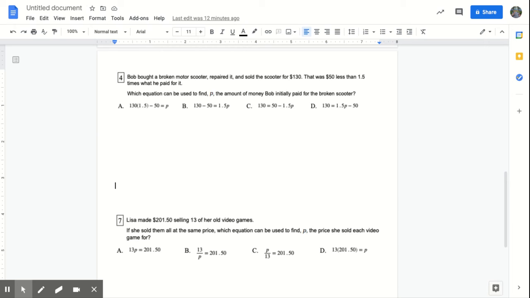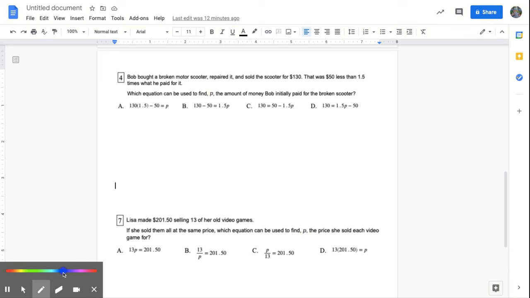Bob bought a broken motor scooter, repaired it, and sold it for $130. That was $50 less than 1.5 times what he paid for it. So I want you to picture somebody buying a scooter, fixing it and then selling it for $130. What they originally paid for it was $50 less than 1.5 times.